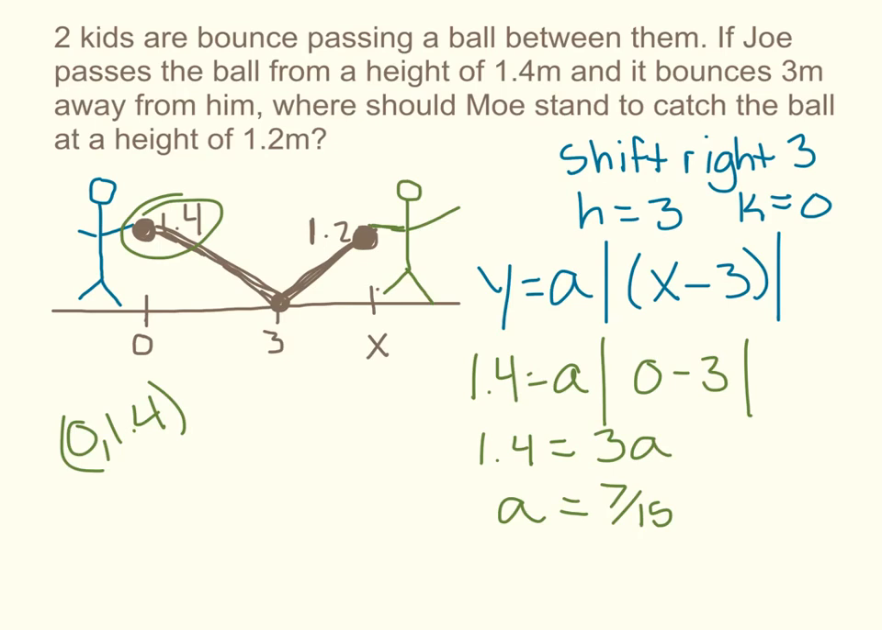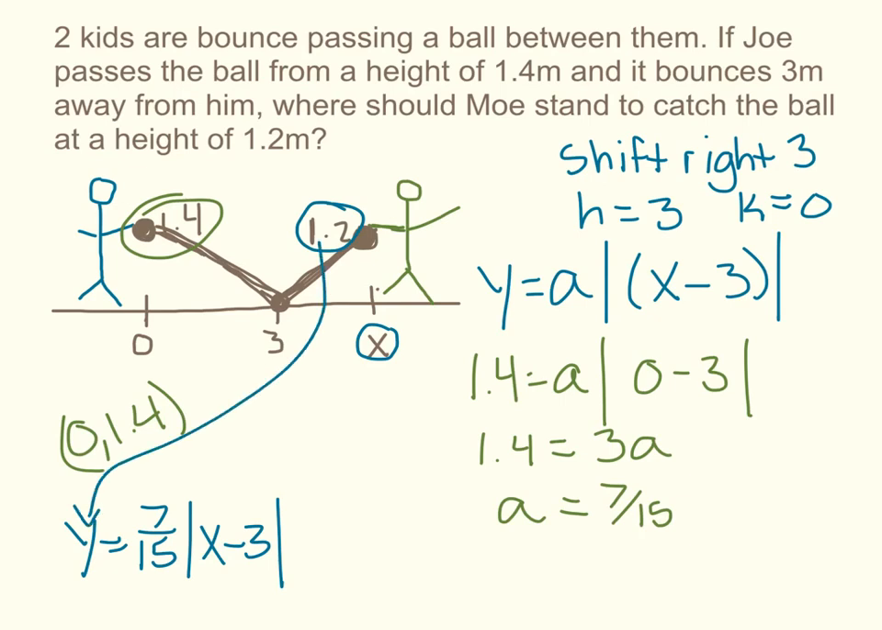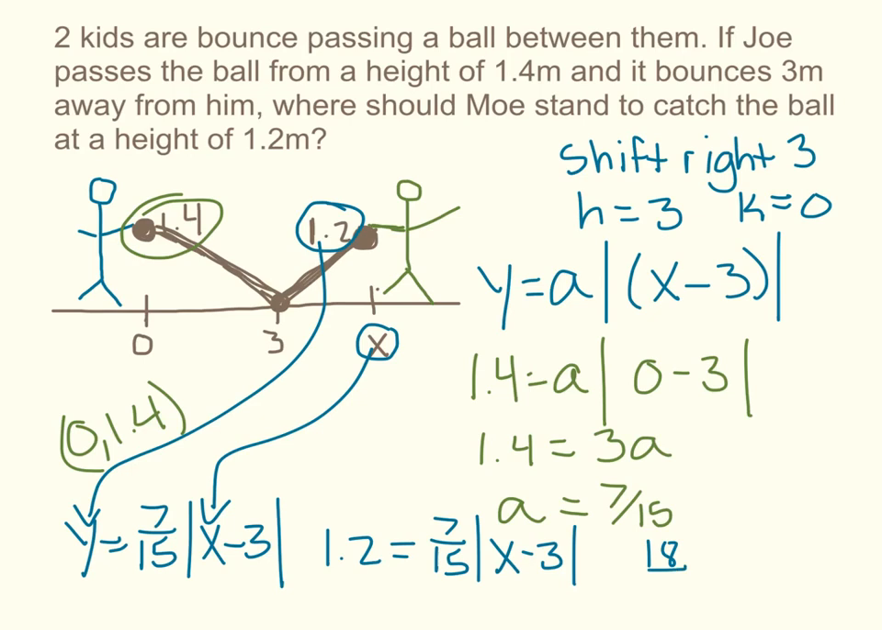So my equation I now know is y equals 7 over 15 times the absolute value of x minus 3. And I want to figure out what x is when y is 1.2. So I'm just going to put that 1.2 in for y and solve for x. So 1.2 equals 7 over 15 times the absolute value of x minus 3. The first thing I'm going to do is multiply 1.2 by 15 over 7, which is 18 over 7 if I use my calculator. So 18 over 7 equals the absolute value of x minus 3. So I'm going to do plus or minus x minus 3.